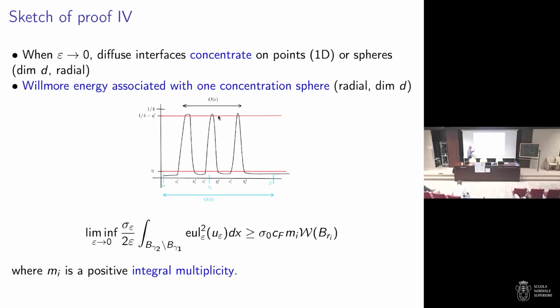So this is an illustration of the kind of concentration phenomenon that you will have. In higher dimension, instead of concentrating on points, of course, you will concentrate on circles, and you might have several diffuse interfaces that concentrate on circles, but all of them are capital O of ε. And then you prove a control of the limit Willmore energy, etc.